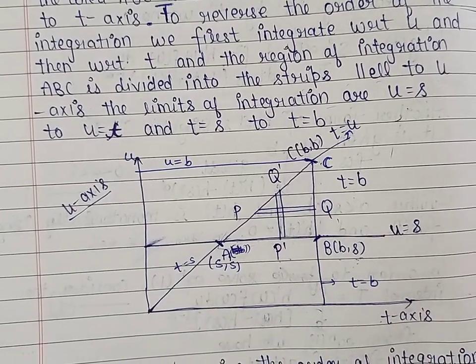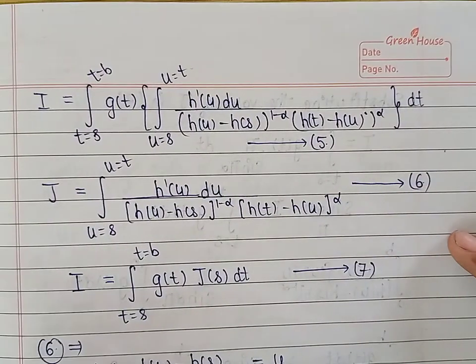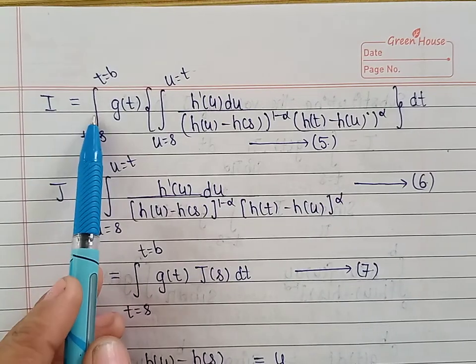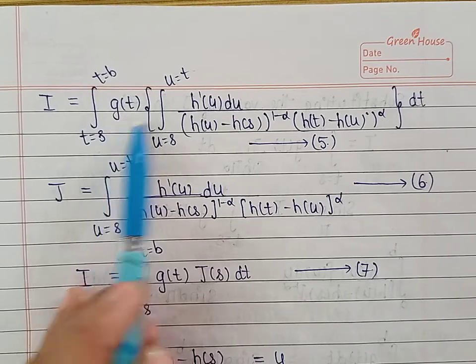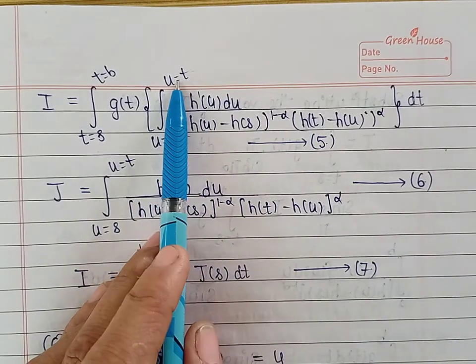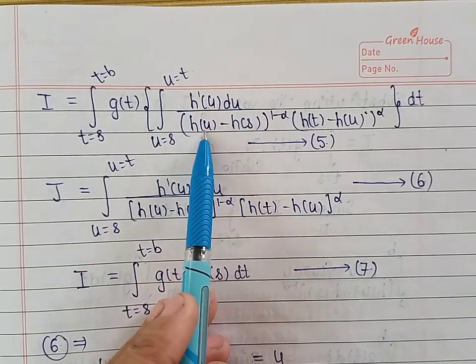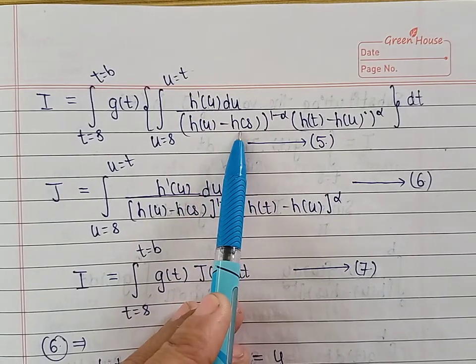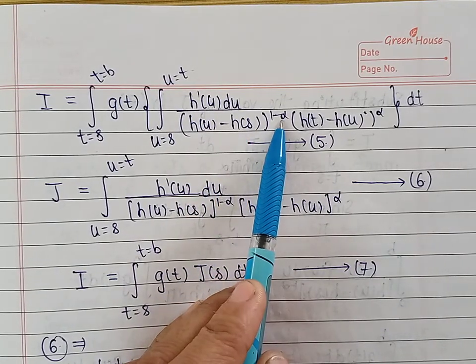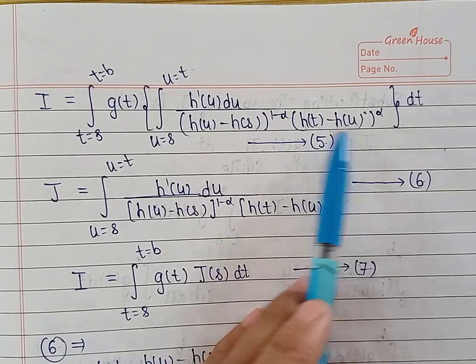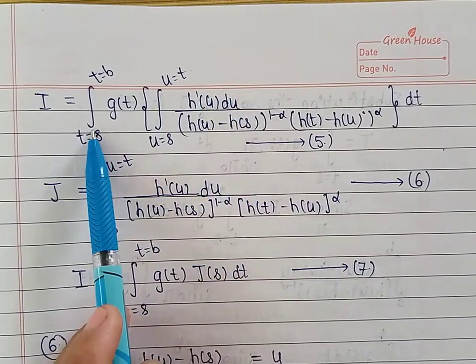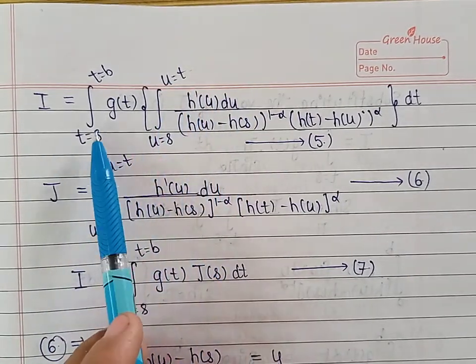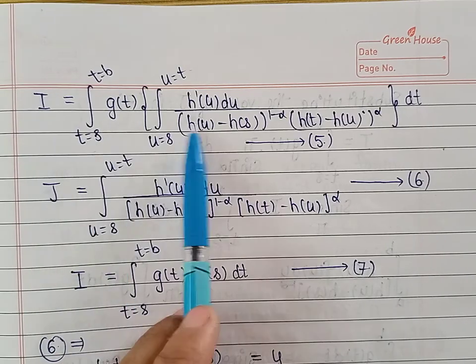So after changing the order of integration, equation 4 becomes I equal to the integral from t equal to s to t equal to b of g(t) times the integral from u equal to s to u equal to t of h'(u) upon (h(u) minus h(s)) whole raised to the power 1 minus alpha into (h(t) minus h(u)) whole raised to the power alpha. This integration is with respect to u, and then the resulting integral is integrated with respect to t.